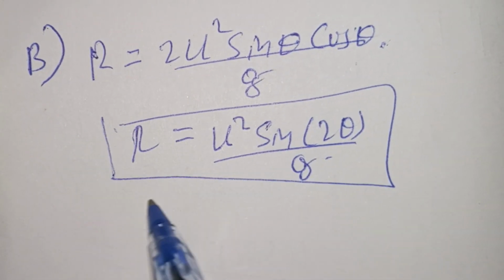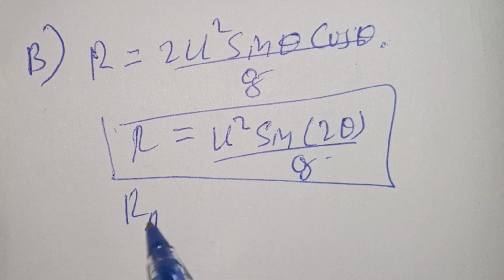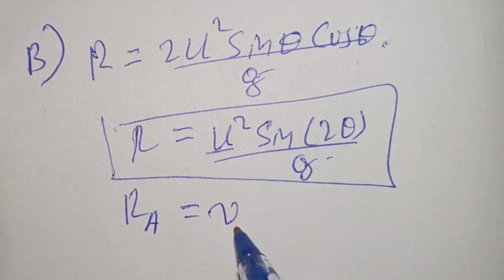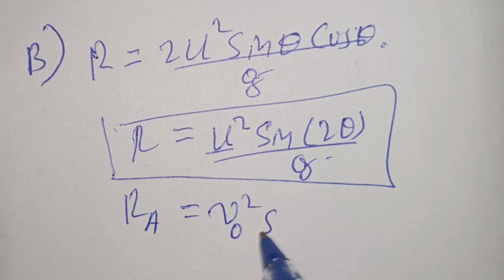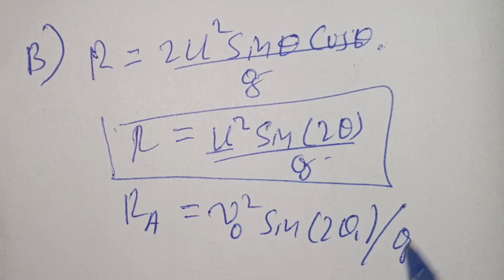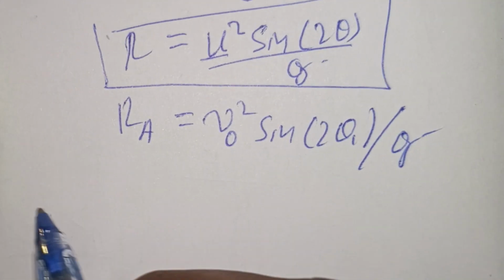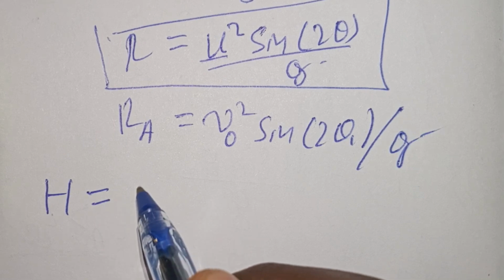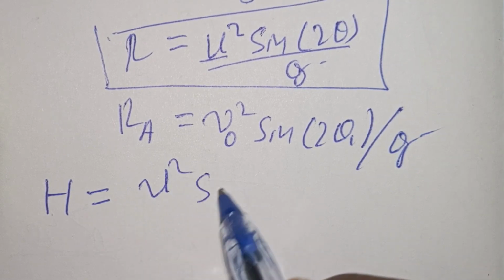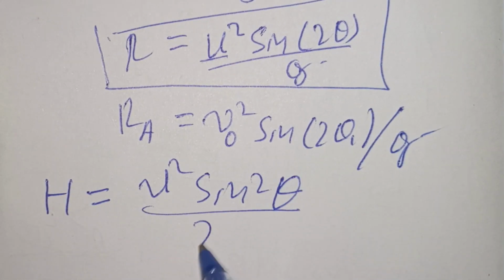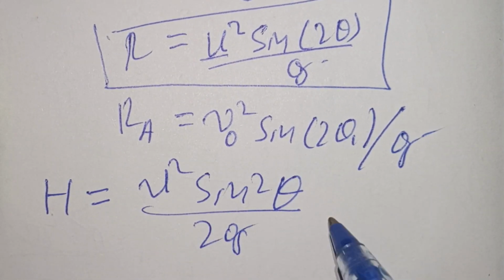So for ball A, the range is equal to, since the initial velocity is v naught, v naught squared sine of twice theta 1 divided by g, and the height of the projectile is given by the initial velocity squared times sine squared of the launching angle divided by twice g.